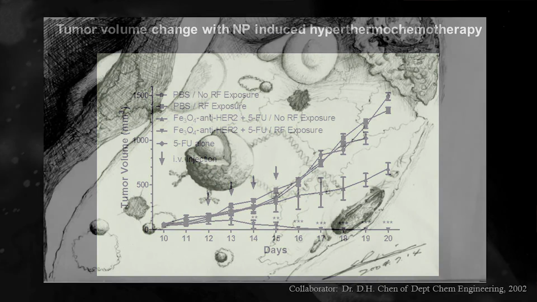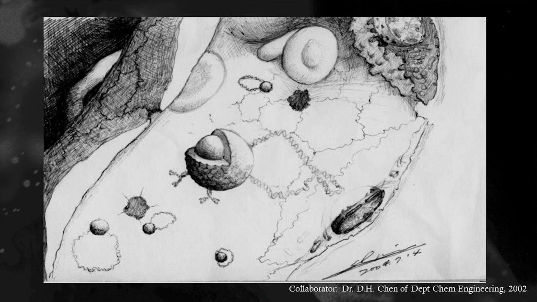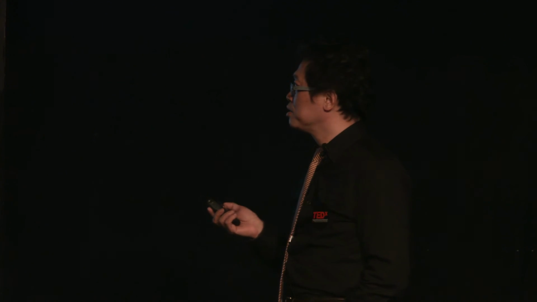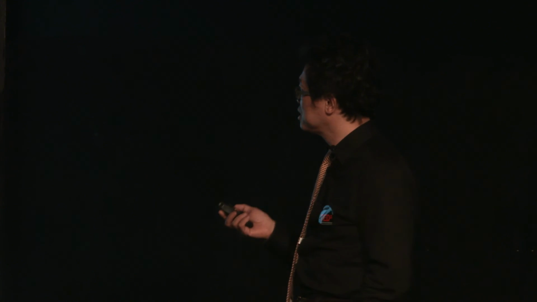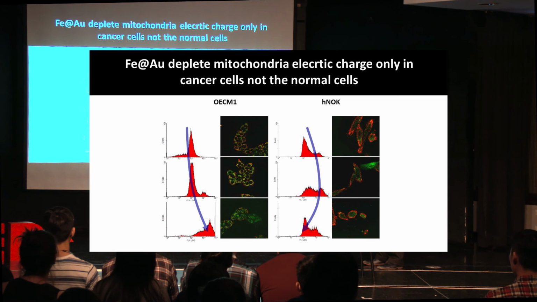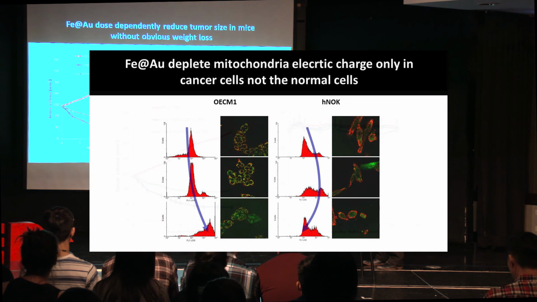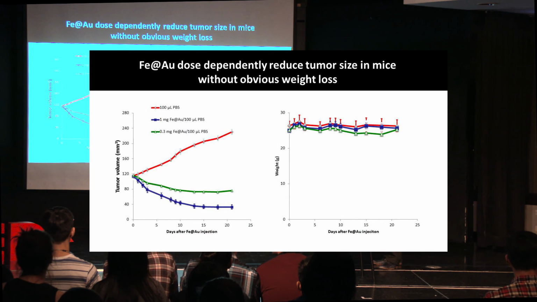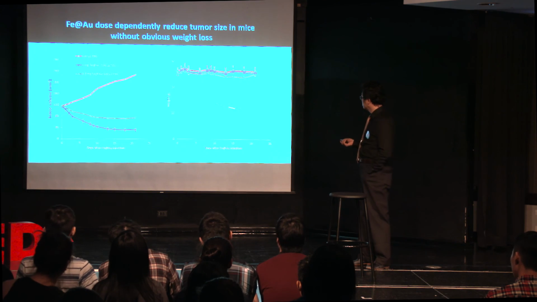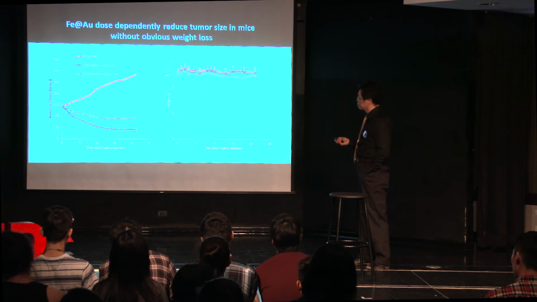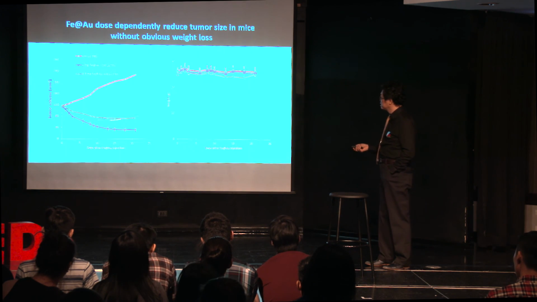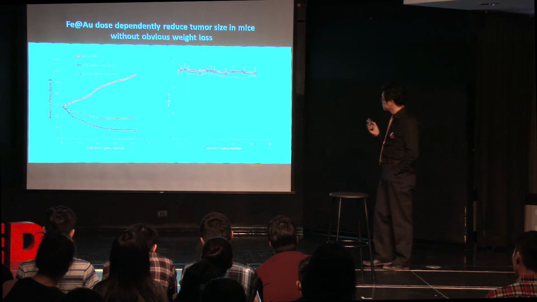And you can even design multi-layer symbiotic particles and give selectivity, only killing the cancer cells, not the normal cells, by their metabolic state. They only deplete the mitochondria charge in cancer cells, but not in normal cells. And so you can see that, unlike conventional chemotherapy, in which patients normally lose weight, they give a very healthy patient, and then they kill the cancer cells.